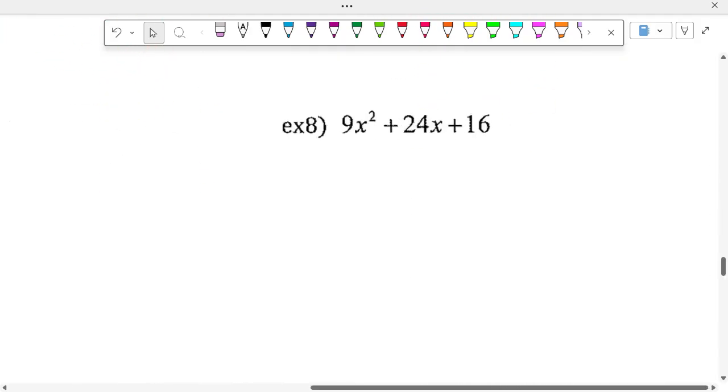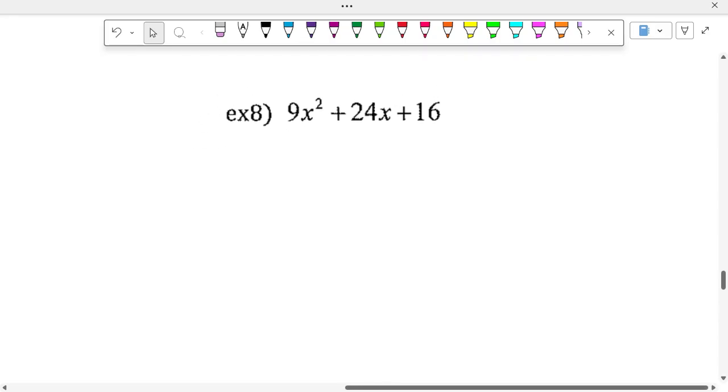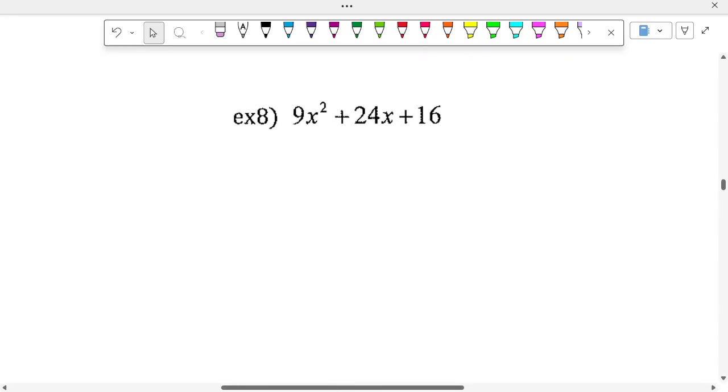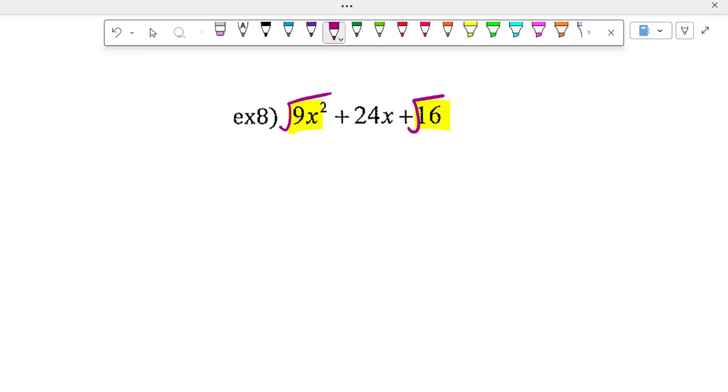All right, let's look at this one. First off, are my first and last terms perfect squares? Yes, so let's take the square root of them. What's the square root of 9x squared? 3x. Square root of 16? 4. What's 3x times 4?